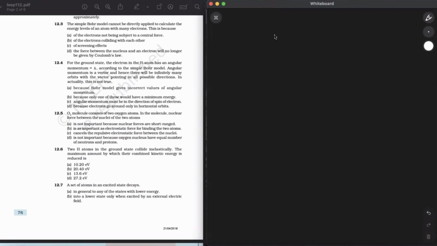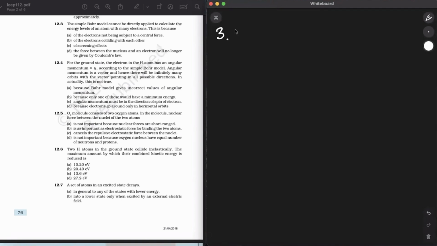Alright. So the simple Bohr model cannot be directly applied to calculate energy levels of an atom with many electrons. Question number 3 states that the simple Bohr model cannot be directly applied to calculate the energy level of an atom with many electrons. So this is the keyword, many electrons. And why is this? Option A: all the electrons not being subjected to a central force. Correct, this statement is correct.